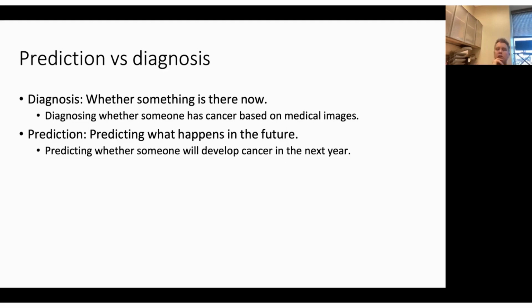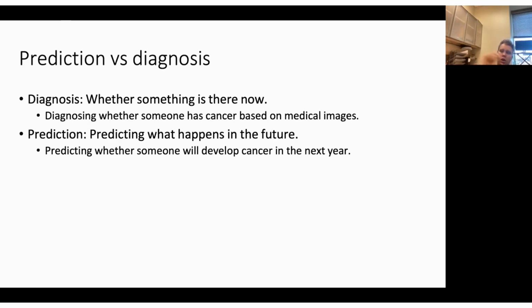And then there is the question about prediction, which is trying to say something about what happens in the future. Like predicting, based on your current status, what is the likelihood of you developing breast cancer within the next year? So the key distinction is that one is saying something about what's happening now. The other is saying something about what's going to happen in the future.